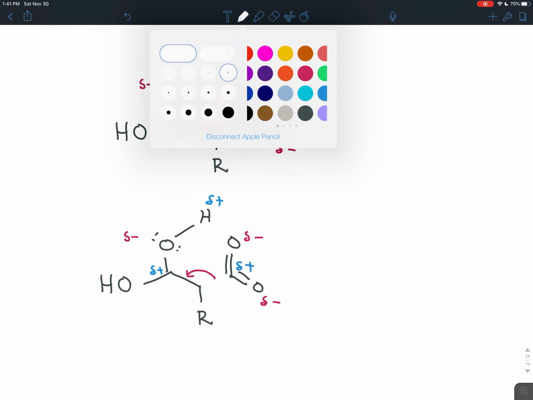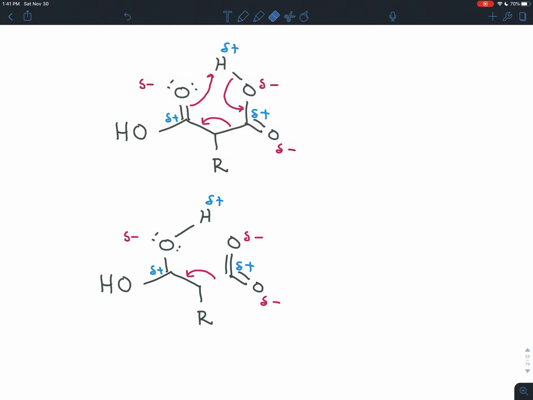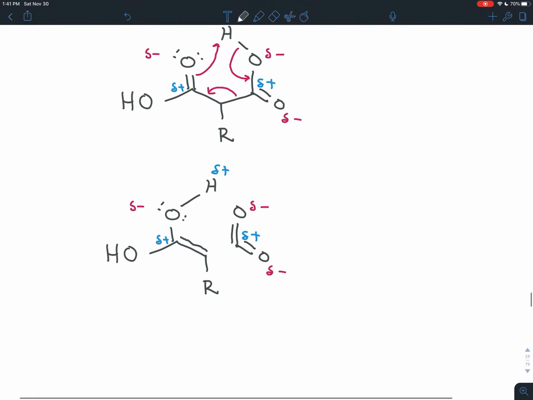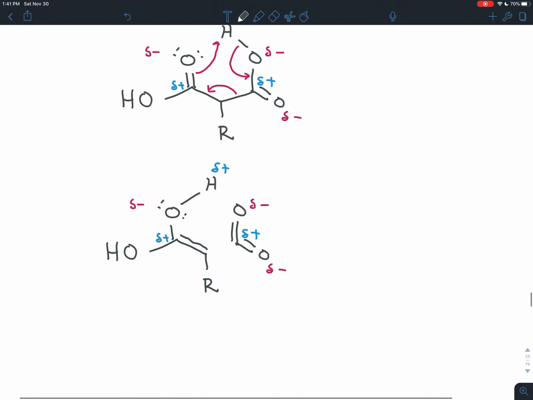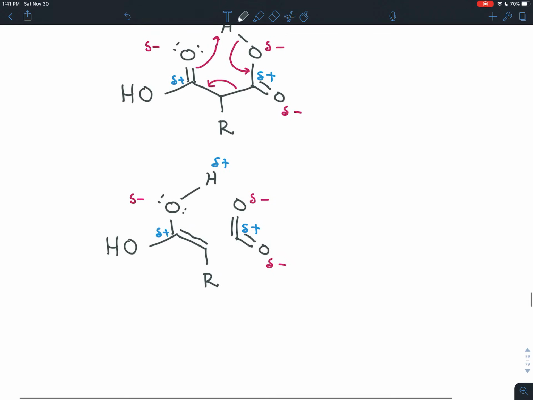Instead, it will be a pi bond to this other carbon. Okay, now everything has kind of a weird shape here, but notice sort of one of these things that has happened.